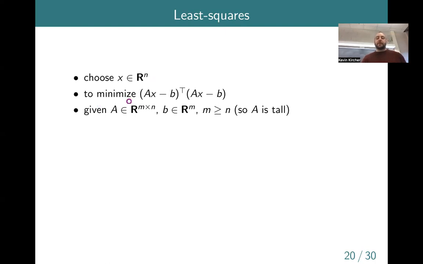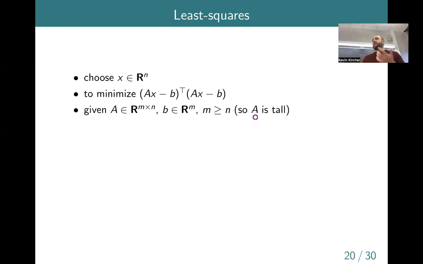So the problem here is that we want to minimize something like x squared, right? We have a linear function of x, Ax minus b. We take the transpose of that and multiply it by itself. So y transpose y is basically the vector version of y squared. And then we have input data, which is our matrix A and vector b. We assume that b is in R^m, where m is at least as big as the dimension of the vector. So here, basically the matrix A is tall, which means we have essentially an overdetermined system of linear equations.